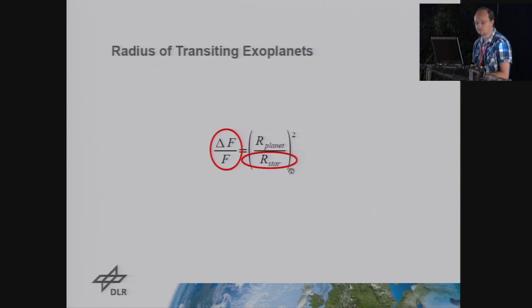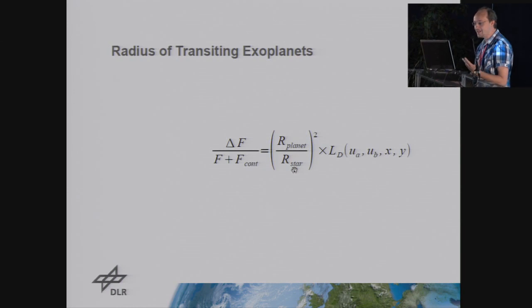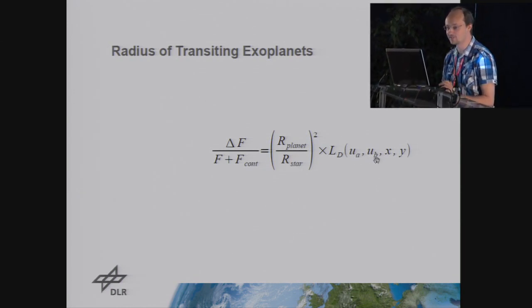The second problem is how precisely we can measure the normalized flux drop, because this is affected by out-of-eclipse variability and not only by the photometric precision. And the third problem is that this equation is not true at all, because at least we have the limb darkening, which is a function of the limb darkening coefficients, which are functions of temperature, wavelength, log g of the star, metallicity, and so on, and of the projected sky position. And we have contaminating sources.